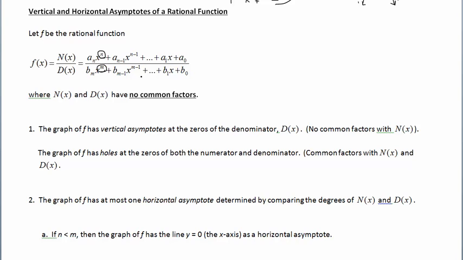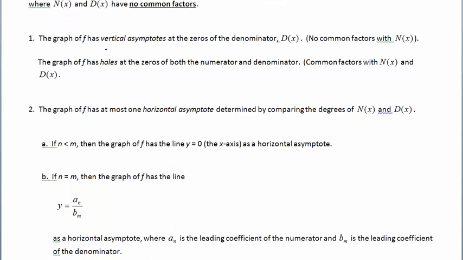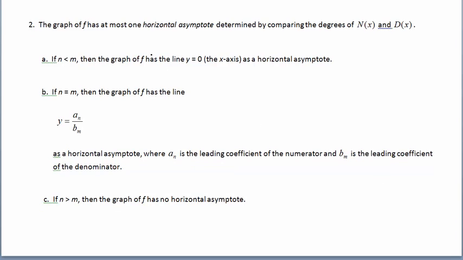So it says, let f be this rational function where the numerator and denominator have no common factors. And it goes on to tell us that the graph of f has vertical asymptotes at the zeros of the denominator. We've already done that, as long as there's no common factors with the numerator. However, the graph of f has holes at the zeros of both the numerator and denominator. What that means is if you have a common factor with the numerator and denominator, the zero of that factor doesn't give you a vertical asymptote, it gives you a hole. We'll see that on the back of this worksheet when we do some examples. Okay? So that was a description of vertical asymptotes.